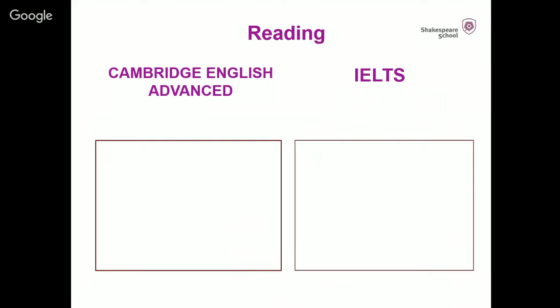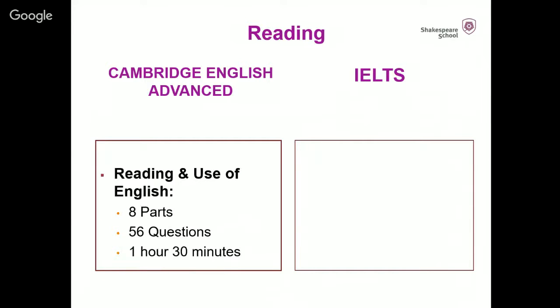The first of the papers, in the Cambridge English Advanced, they call it Reading and Use of English, as I said, because it comprises both reading comprehension exercises and grammar and vocabulary exercises in 8 parts. That's 56 questions in 1 hour and 30 minutes. This means that you would have about 1.5 minutes to choose one of the answers. It's not too long, it's not too short, but probably as you practice, and practice is of the essence here, you will be able to solve these tasks much faster.